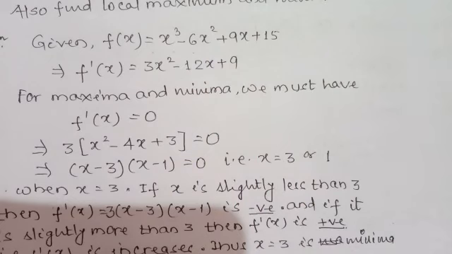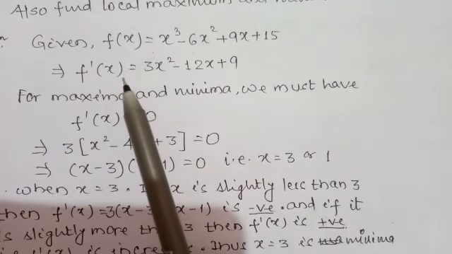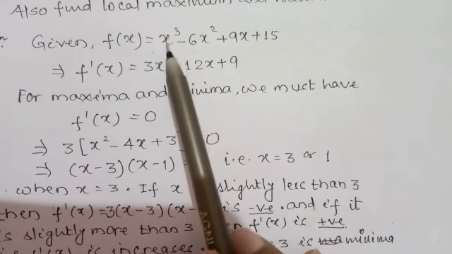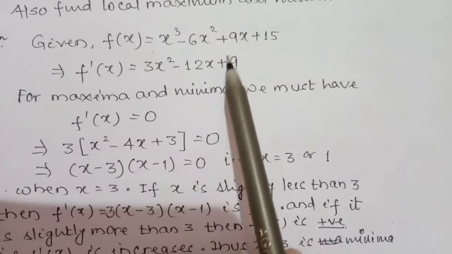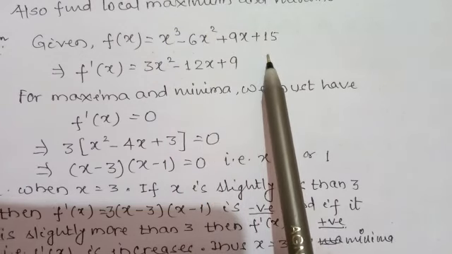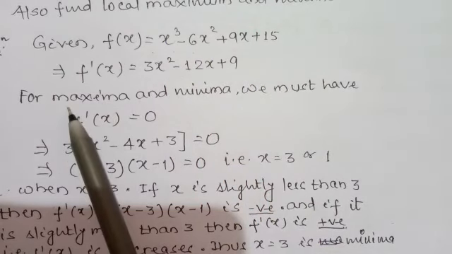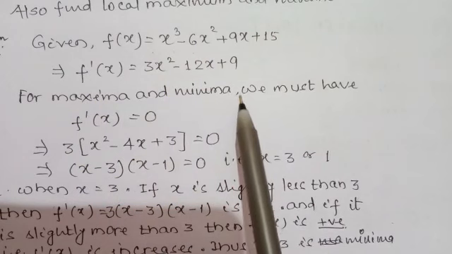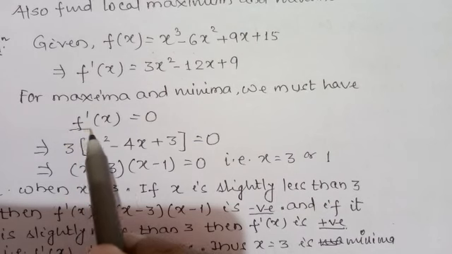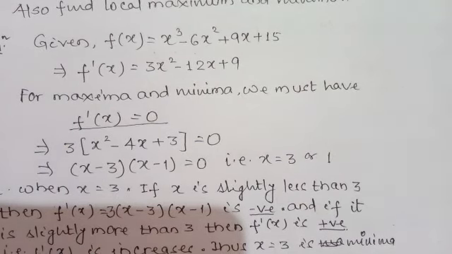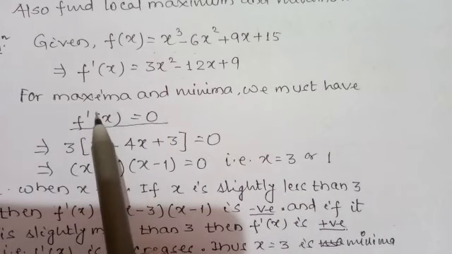So differentiate with respect to x. f dash x is 3x square minus 12x plus 9, and differentiation of 15 is 0 because it is constant. So for maxima and minima, we must have f dash x equal to 0. Remember, always remember this thing. f dash x is equal to 0.